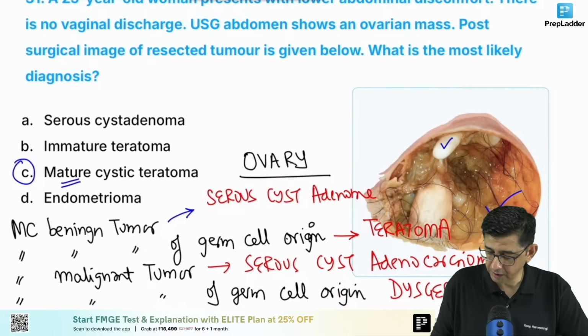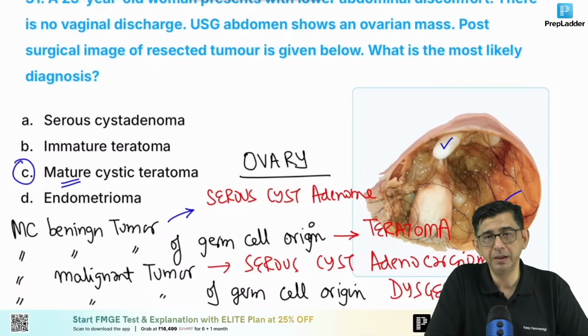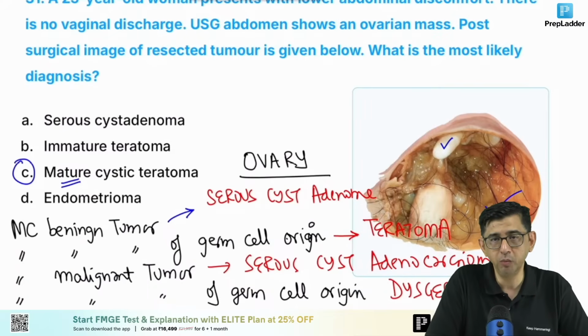Dysgerminoma cells are identical to those of seminoma, no? That fried egg appearance that is seen. Dysgerminoma and seminoma are like counterparts, no? Seminoma would be seen in the testes and dysgerminoma will be seen in the ovary.